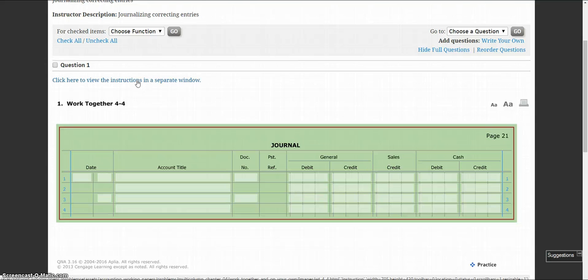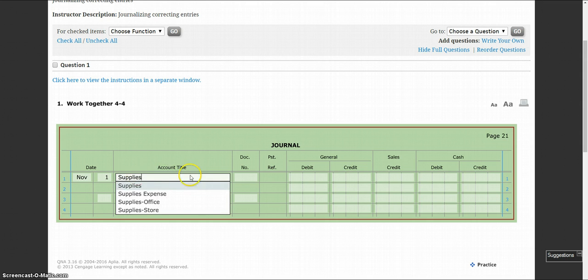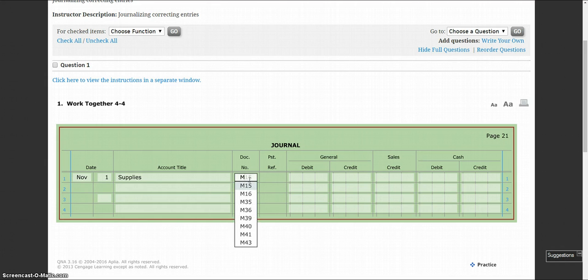So the first thing we have to do, we know we're going to debit supplies $60, but we have to undo the error. Because we did a debit to prepaid insurance, we're going to undo a debit with a credit to prepaid insurance. In our journal, we know that our debits come first. So we're going to start with the date. The date was November the 1st. And the one we want to debit is the one that was correct, which is supplies. Document number: we know this happened because we have a memorandum number 15. We're going to record the general debit because supplies is not a special account. So general debit of $60.